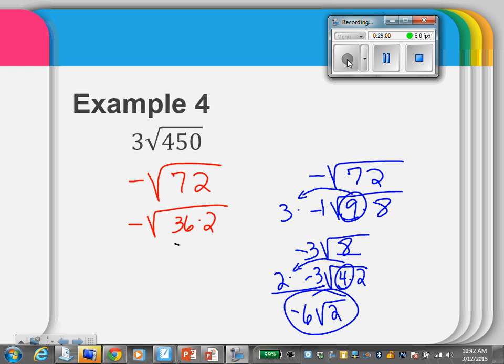Because there's nothing on the list that can go into 2. And everybody says, but 1 can. I will tell you this, I always put 1 on the list, but are we ever going to simplify by 1? No, because you'll still be left with a 2.